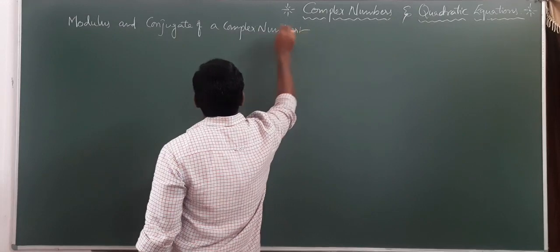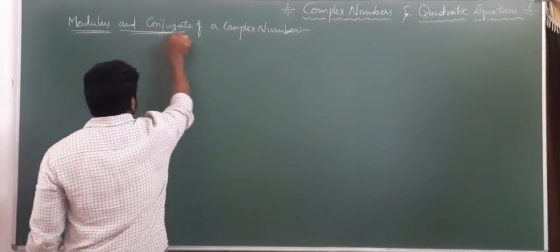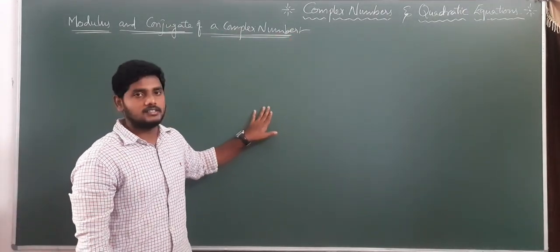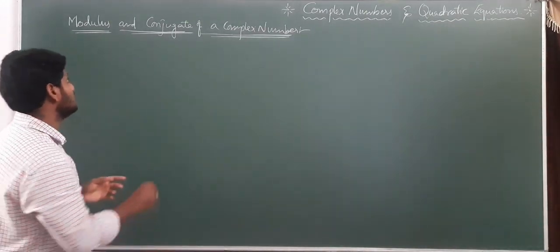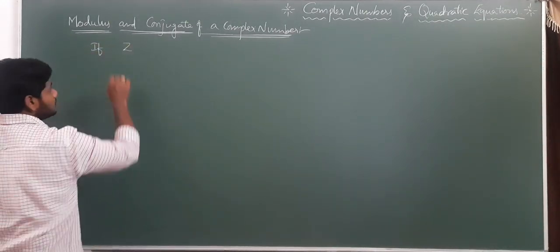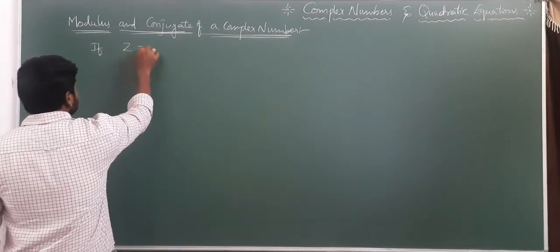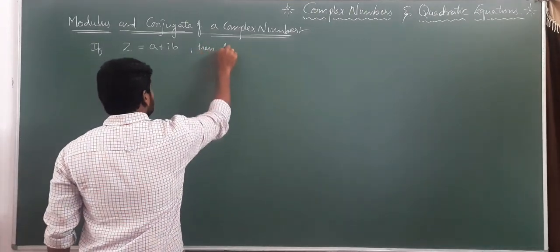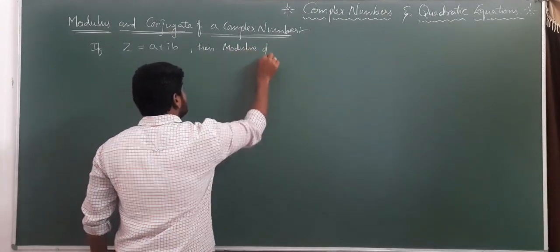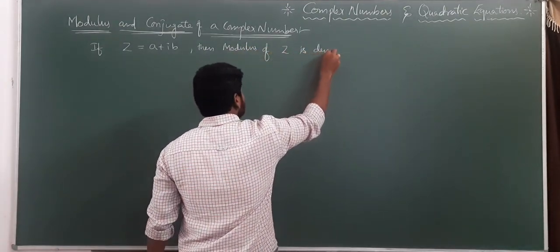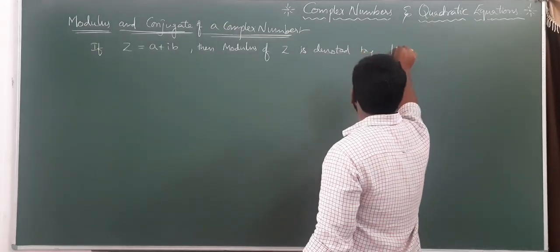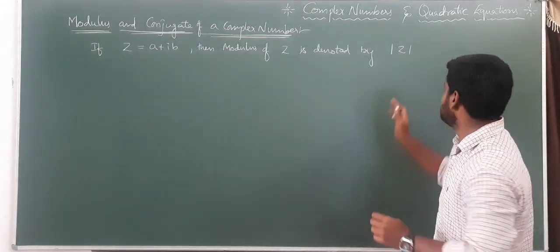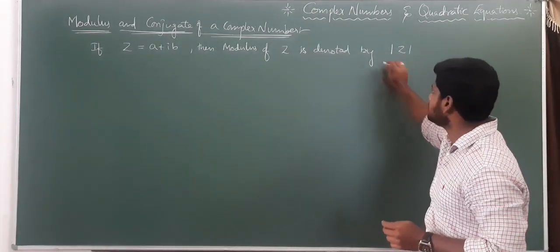What do you mean by the modulus of a complex number? First I will tell the formula. In the next concept, the Argand plane, you will understand why the modulus formula is like that. A complex number we generally represent with z. If z is equal to a plus ib, then the modulus of z is denoted by the modulus symbol, two parallel lines at the end of that variable.